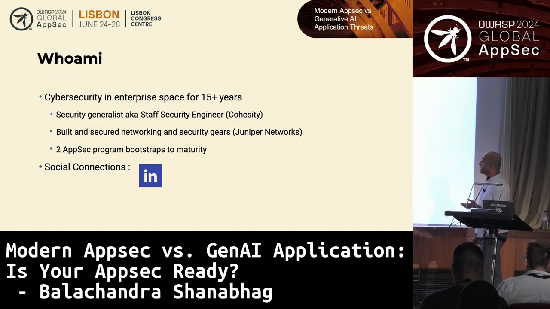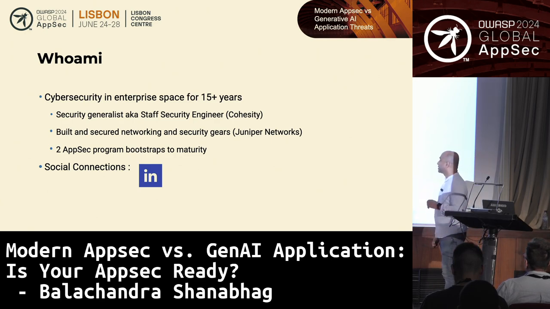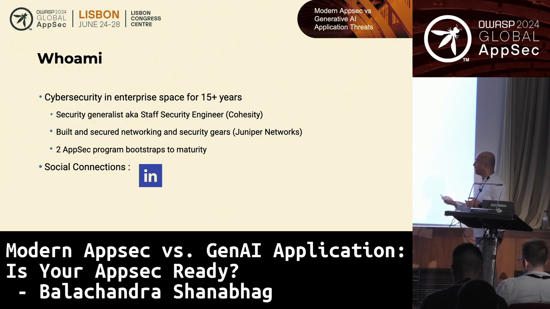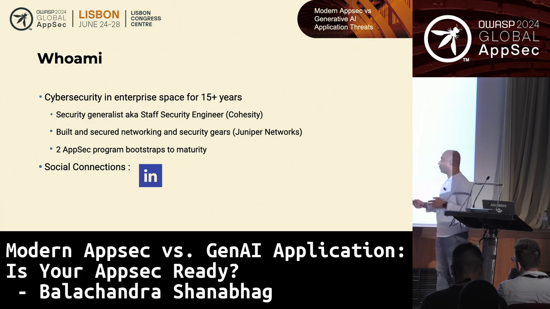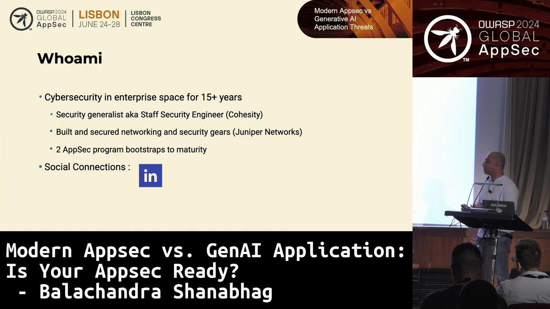Before I start, a little bit about me. I've been in the cybersecurity space for the last 15 years in two different enterprises. I'm currently working at Coacity as a staff security engineer. I was the first security hire, so I've been a generalist working in various domains of security. Before that, I worked almost 10 years at Juniper Networks, building network and security gear securely. In both cases I was a very early engineer in AppSec, part of bootstrapping them and moving them to maturity. I added my LinkedIn connection there; feel free to connect and mention that you listened to the recording or were part of this talk today.